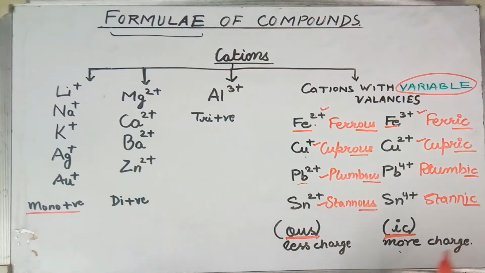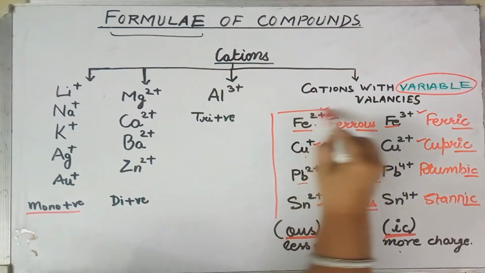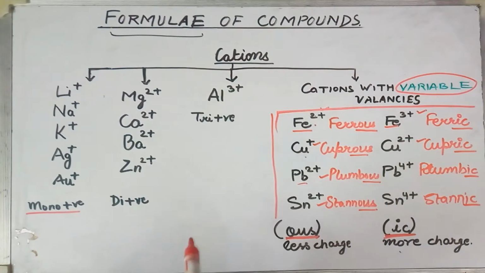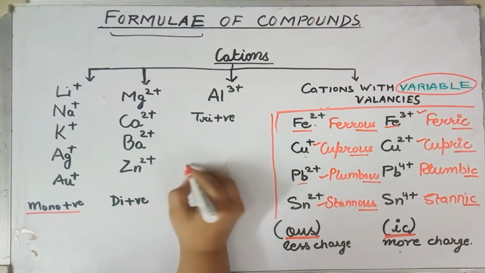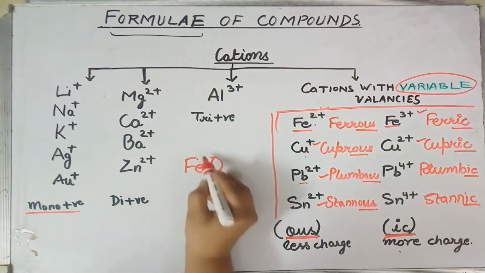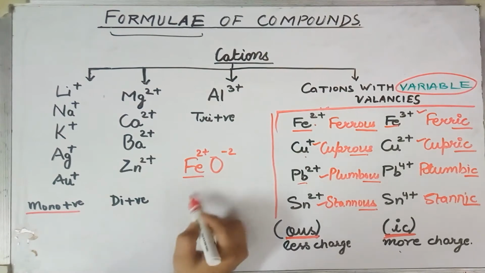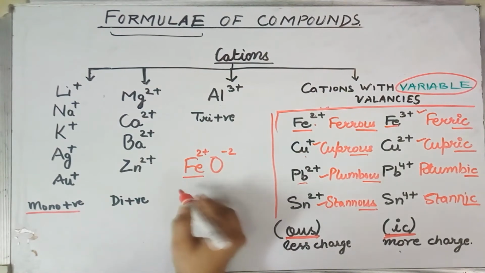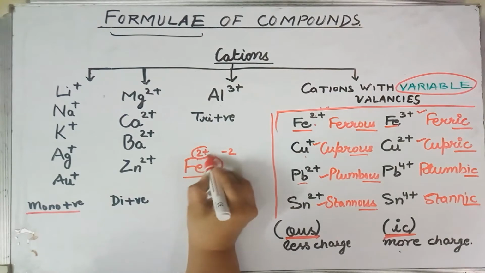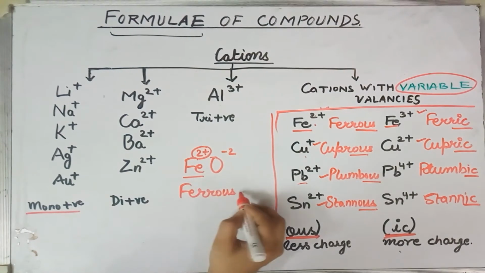And the other kind of charges, which are more in number, the more charge will be named as the -ic along with their name. So you have to remember this list so that you can perform better in the exams, because the questions will be asked like, write down the name of this FeO. Here this is Fe plus 2 and this is O2 minus. If it is Fe plus 2, this compound is an oxide obviously, but with the lesser valency Fe plus 2, so it will be named as ferrous oxide.